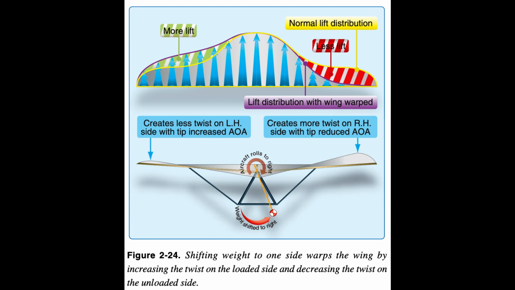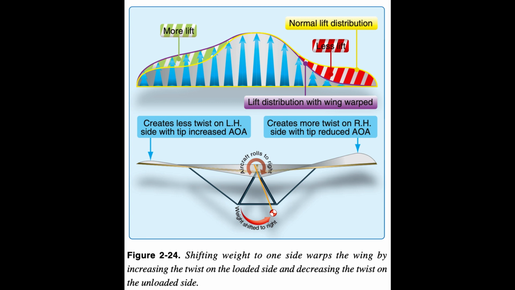ailerons on an airplane. The increased twist on the side with the increased weight reduces the AOA on the tip, reducing the lift on that side and dropping the wing into a bank. The other wing, away from which the weight has been shifted, decreases twist. The AOA increases, increasing the lift on that wing and thereby raising it. Thus, shifting the weight to one side warps the wing, changes the twist, to drop one wing and raise the other, rolling the WSC aircraft about the longitudinal axis.